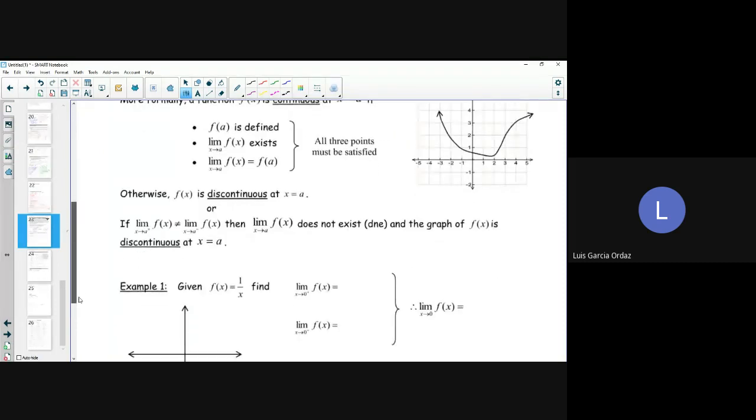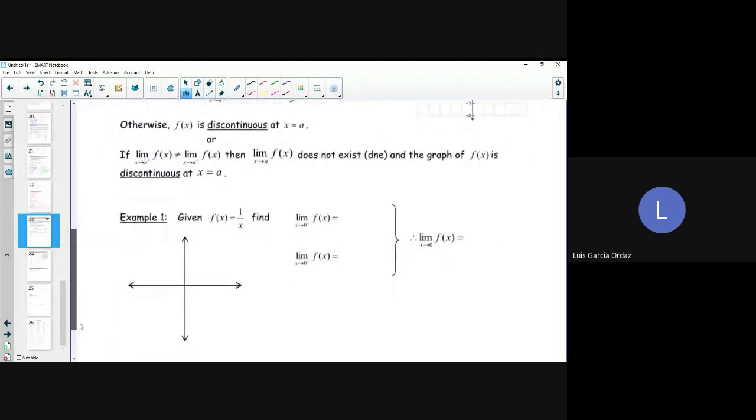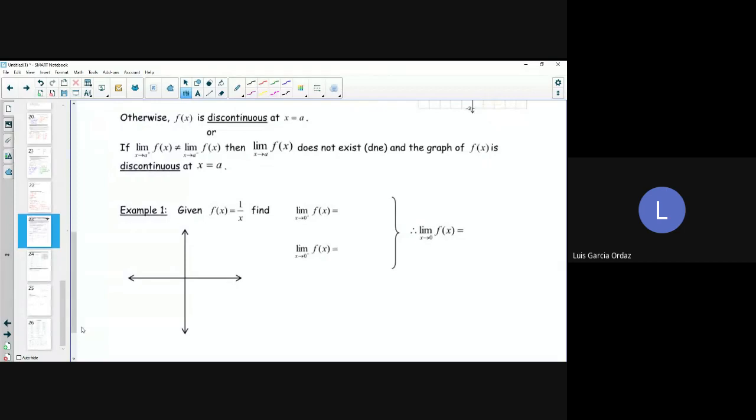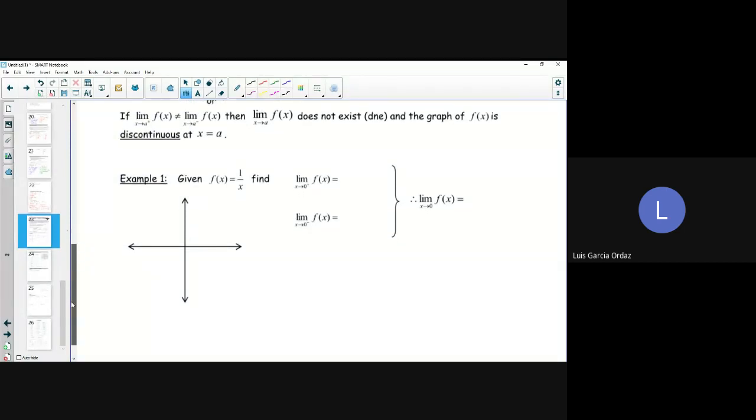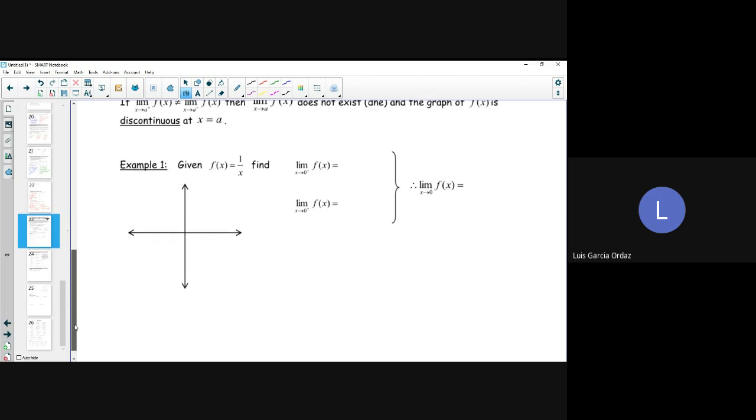So otherwise, if those aren't satisfied, that means that f is discontinuous at x is equal to a, or the limit as x approaches a from the right is not the same as the limit as x approaches a from the left. And if those are different, that means the limit does not exist. And we've seen that already through various examples in Unit 1.